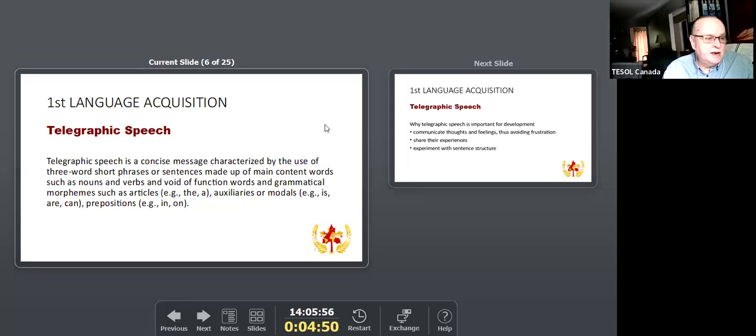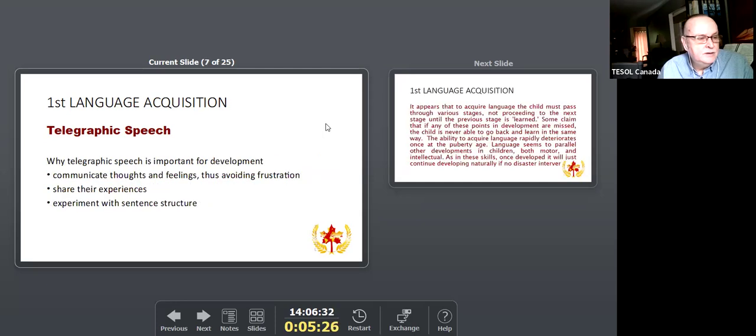Telegraphic speech is a concise message characterized by the use of 3-word short phrases or sentences made up of main content words such as nouns and verbs, and void of function words and grammatical morphemes such as articles, for example the and a, auxiliaries or modals, for example is, are, can, or prepositions, for example in or on. Why telegraphic speech is important for development: to communicate thoughts and feelings, thus avoiding frustration, to share their experiences, and to experiment with sentence structure.